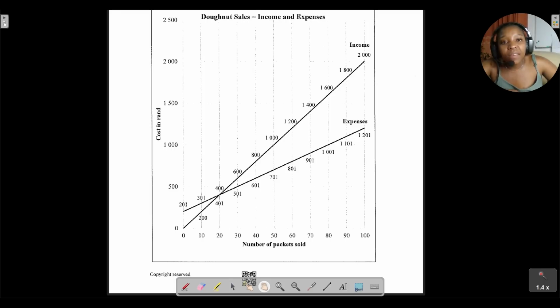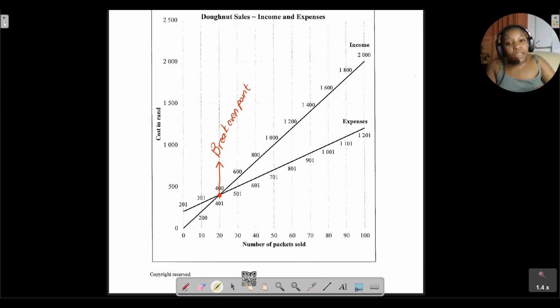And then we are given the income and expenses graph that we are going to use to do a break-even analysis, a graphical technique to help us determine where the business is making a profit or a loss. Before we go back, let me help you analyze this graph. Where there's an intersection of your income and your expenses, we call this point the break-even point. At the break-even point, the income is equal to the expenses.